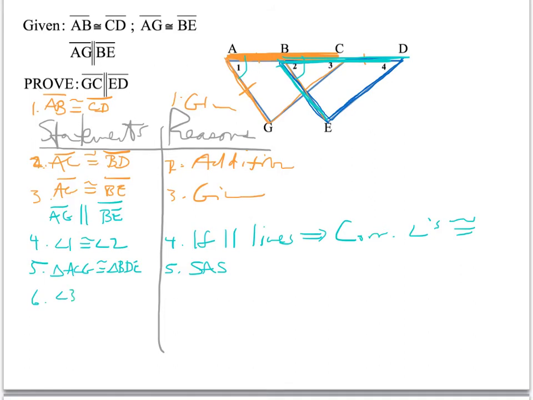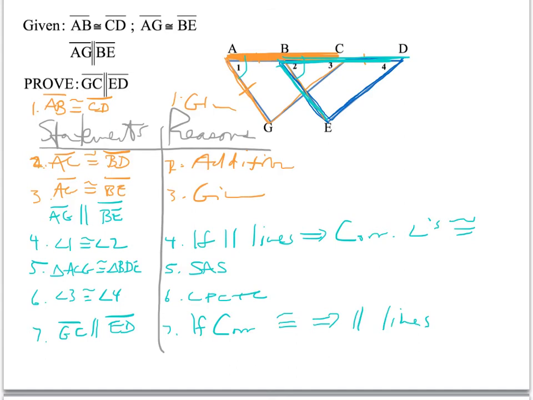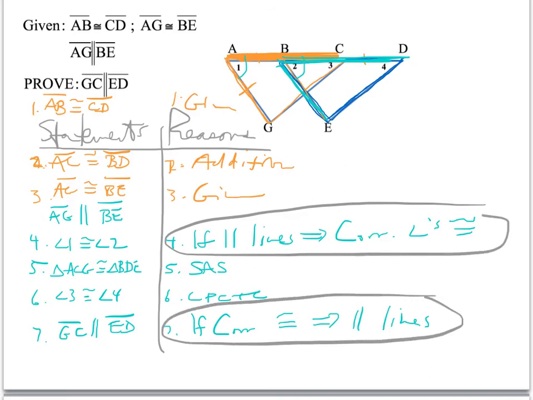CPCTC tells us angle 3 is congruent to angle 4, which leads to our proof step: GC parallel to ED, segments parallel. Why? Because if corresponding angles are congruent, and 3 and 4 are our corresponding angles, then we have parallel lines. I really like this proof. It's an interesting proof just for the fact that we use two theorems that are opposites of one another. So it's really important that you write those theorems correctly.